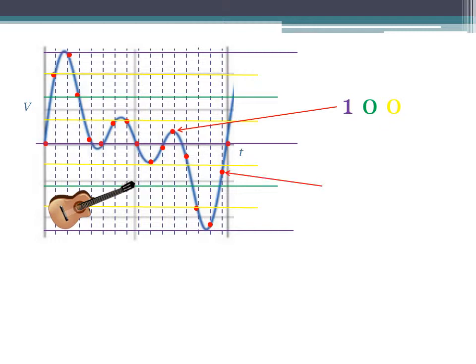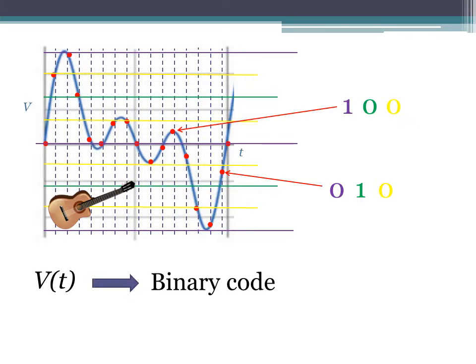So another example. Looking at this point, this one is below for the first round. Then it's above in this part, so that's a 1. But then it's below here, so it's going to be 0, 1, 0. Now in the real world, this would continue on, but for our example, we're just going to do 3 for the sake of clarity. So what's happening here is you have this voltage as a function of time that's being converted into a binary code that the computer can read.